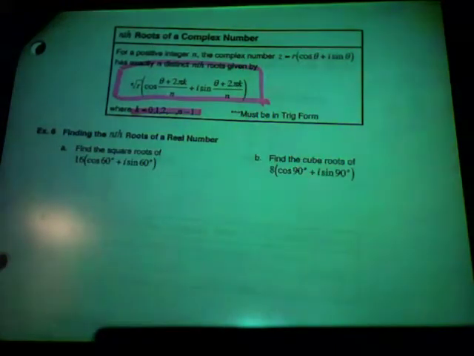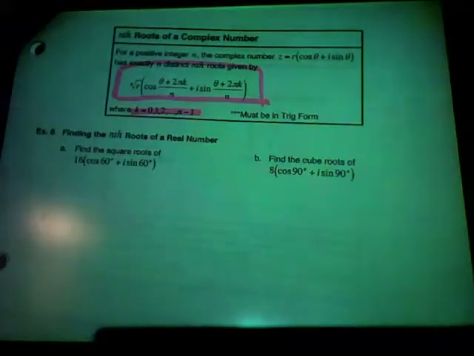and goes 0, 1, 2, 3, 4, 5, 6. However many roots I need, that's how many k's I have. If I'm finding the square root of the complex number, I'm going to have 2 k's. Square root means 2 answers. My first k is always 0, then my second k is 1. If I have a cube root, I need 3 k's: 0, 1, 2. If I have a fourth root, how many k's? 4 k's. What's my first k? 0, second 1, 2, and 3. You get the idea. You're going to have to do that many problems for each root.